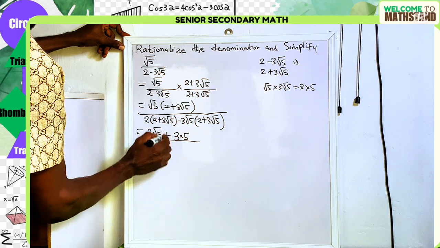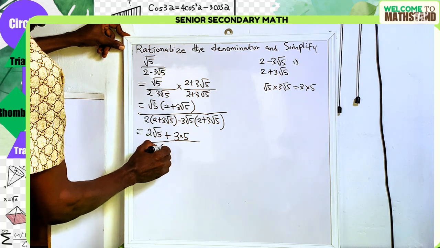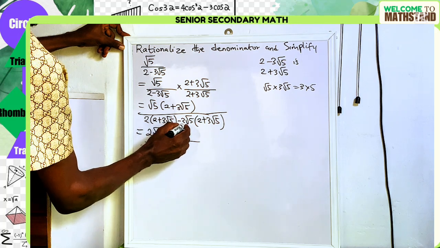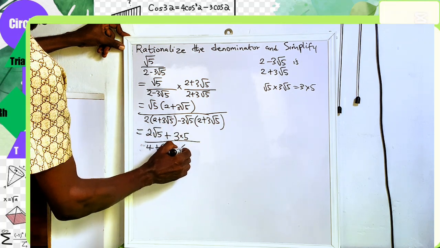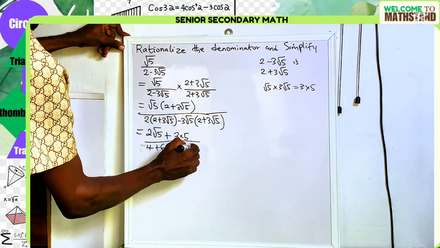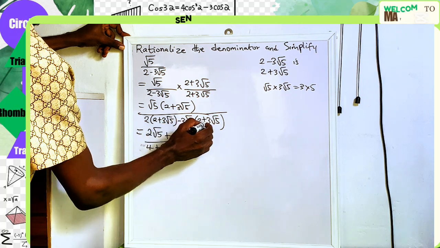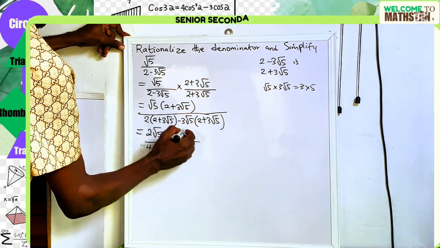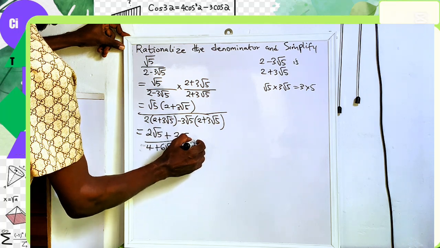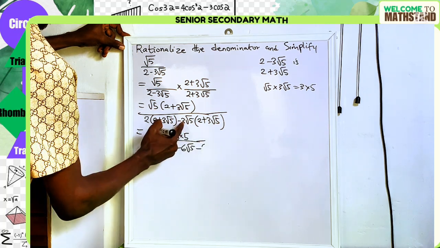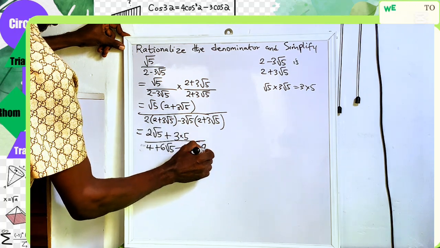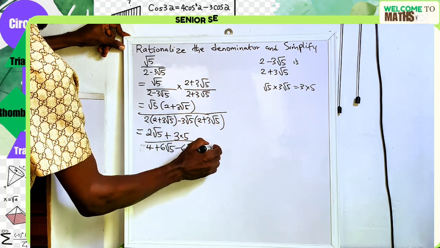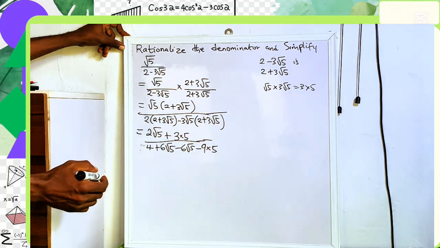2 times 3√5 is going to be 6√5. Same here, minus 3√5 times 2 will still be minus 6√5. Finally, minus 3√5 times 3√5. This minus will still be there; minus and plus is minus. So 3 times 3 is 9, and √5 times √5 is what? 5. I hope you understood.